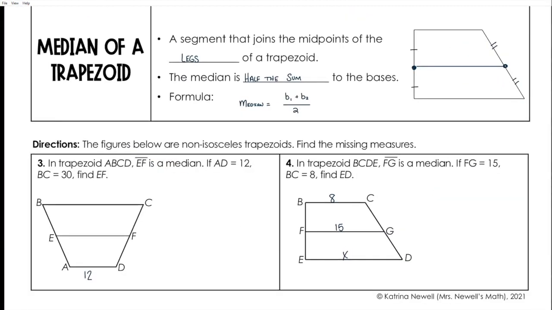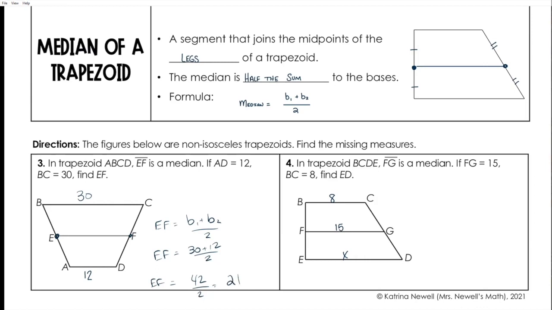So we're going to start with number 3. In trapezoid ABCD, EF is a median. So we know that this is a median because they told us so. AD is 12, BC is 30. Find the length of that median. All right, so we know EF is our median, and it is half the sum of base 1 plus base 2 over 2. So EF is 30 plus 12 over 2. Combine like terms in that numerator, so 42. And of course, 42 divided by 2 is 21.